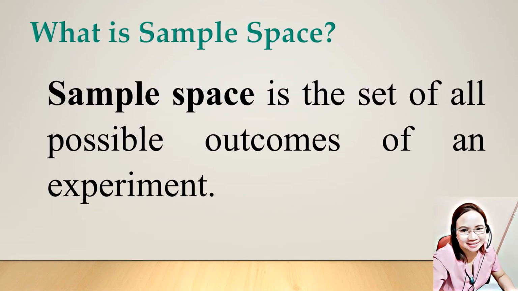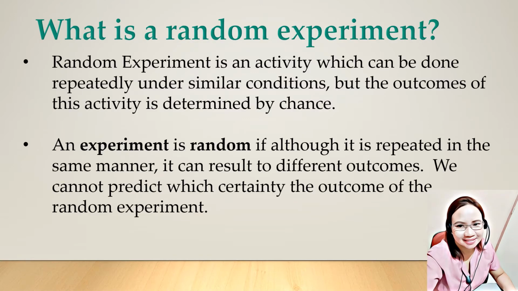In order for us to understand random variable, we need to understand first sample space. Sample space is the set of all possible outcomes of a random experiment. Class, ano ba yung tinatawag na random experiment? Random experiment is an activity which can be done repeatedly under similar conditions, but the outcome of this activity is determined by chance. An experiment is random if, although it is repeated in the same manner, it can result to different outcomes. We cannot predict with certainty the outcome of the random experiment.